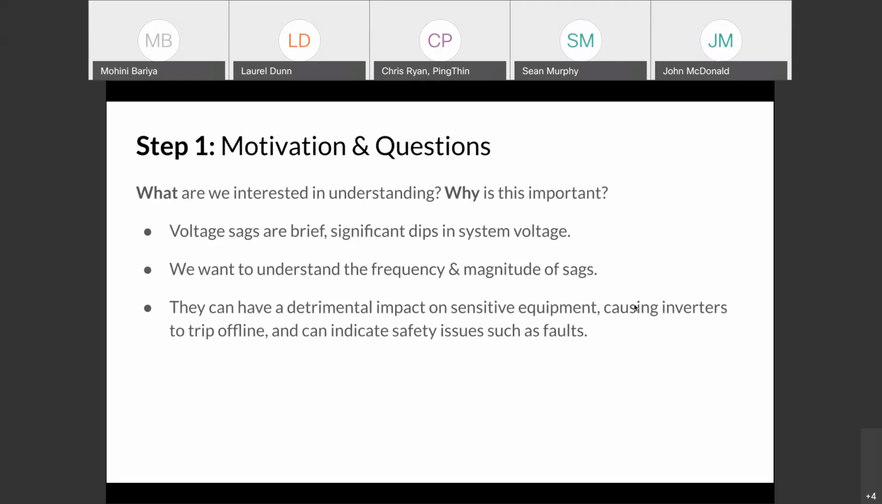And why we want to understand this is because sags can have a detrimental impact on the system, especially on sensitive equipment. And they could also indicate safety issues such as faults in the network.